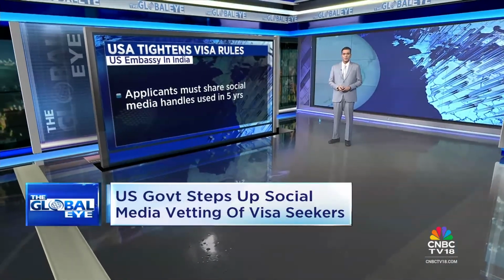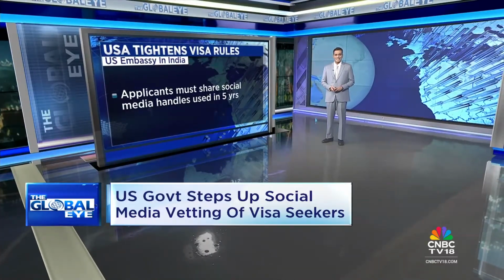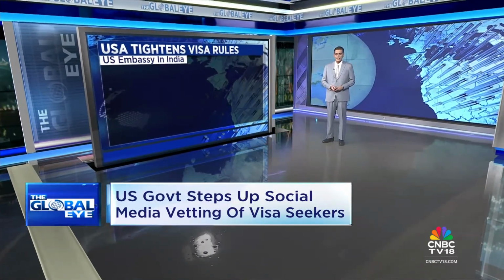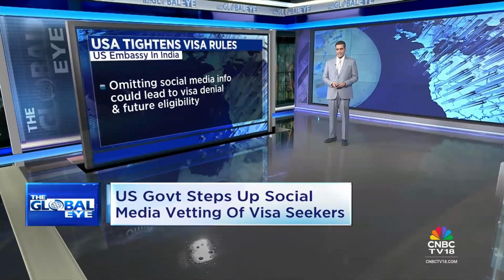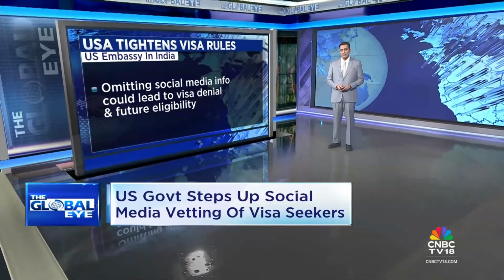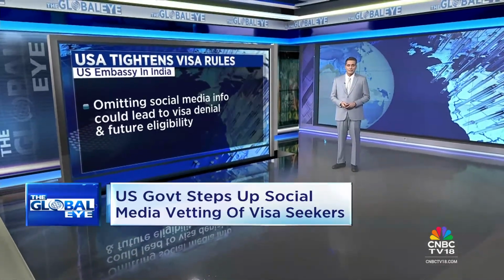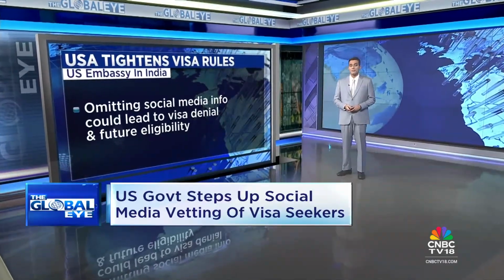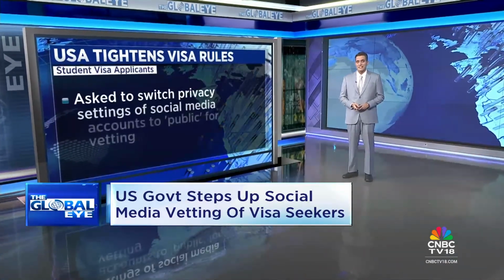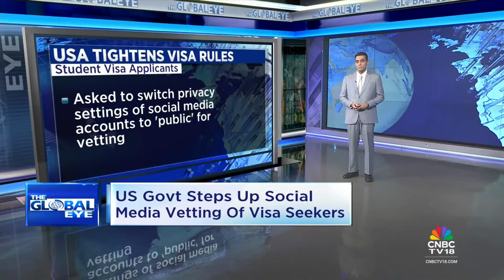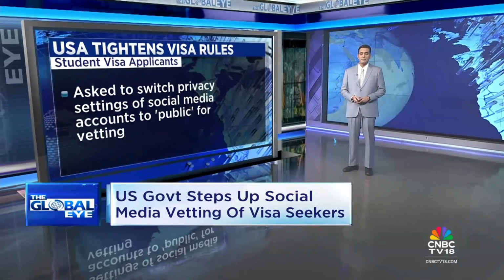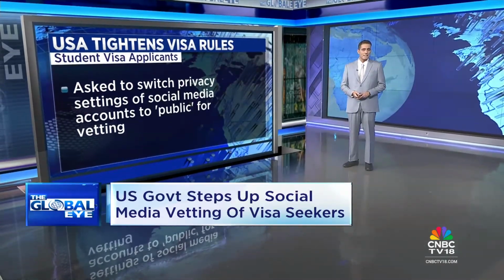In a post on social media, the US Embassy in India cautioned applicants against omitting social media information, saying that it could lead to visa denial and future eligibility. Earlier, the US Embassy also asked those applying for student visas to switch the privacy settings of their social media accounts to public to facilitate vetting. How is this move expected to impact visa applicants?